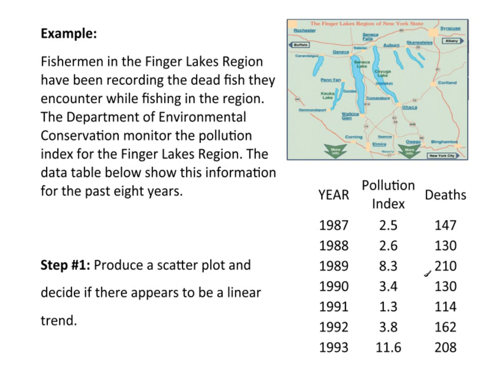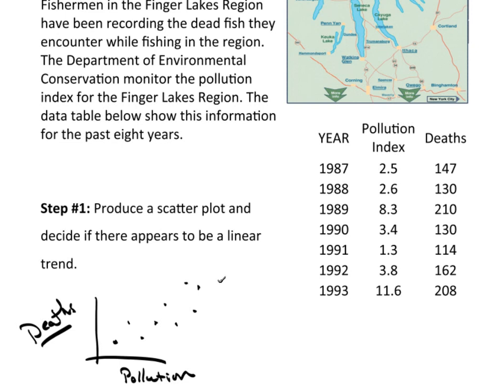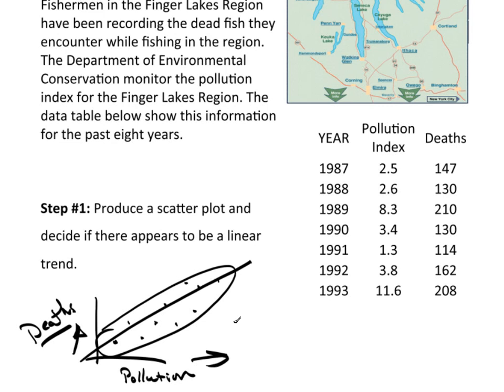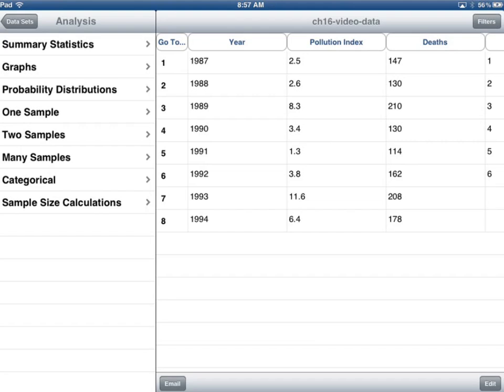So this is the pollution index, and these are the deaths. And what you'd expect to see is something that looks like this. Actually, I want pollution down here. This is the pollution index, and this is the deaths. We'd expect to see something like this. The initial logic would be as the pollution increases, so will the deaths. So we expect to see a positive linear trend. So we need to plot this data and take a look at it.